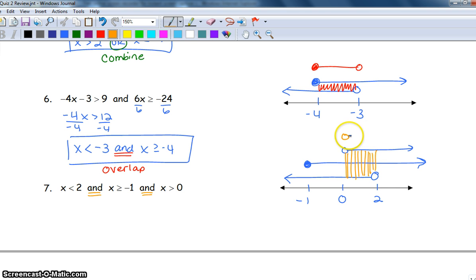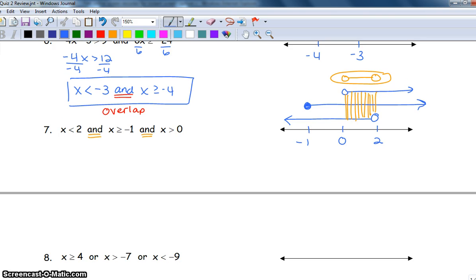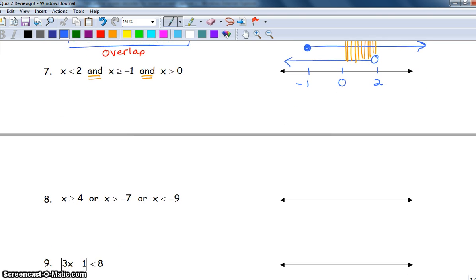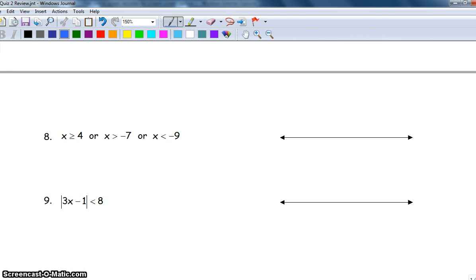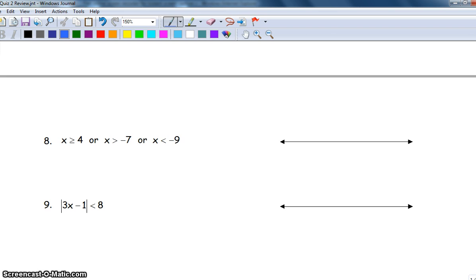So all 3 sets share the numbers between 0 and 2. Here 2 of them share, here 2 of them share, but we need all 3 to share. So it would be between there. And in this case, since you have 3 inequalities, you would have 4 levels, your 4th level being your solution set. Alright, on the back page, we've got another one of those 3 inequalities.